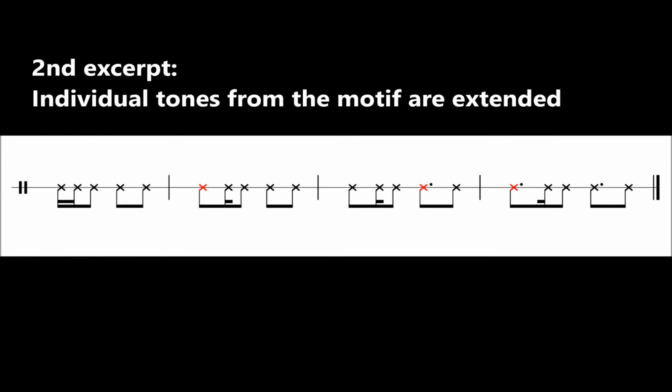In the second excerpt, we notice that only individual tones are extended. For example, the first tone in the first measure is extended in the second measure. Penultimate tone in the second measure is extended in the third measure.